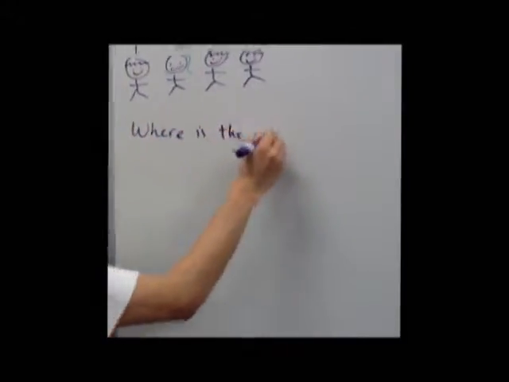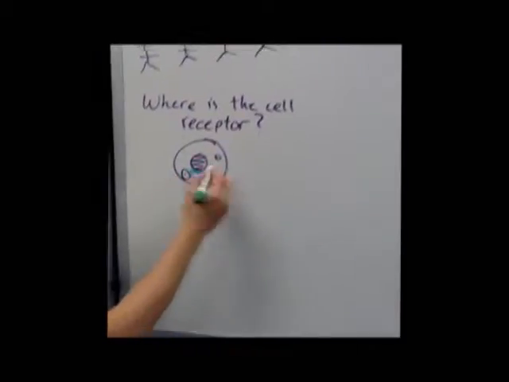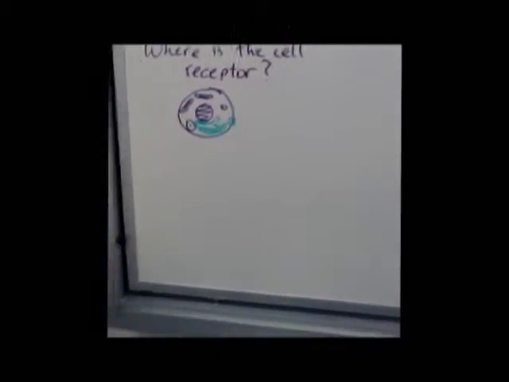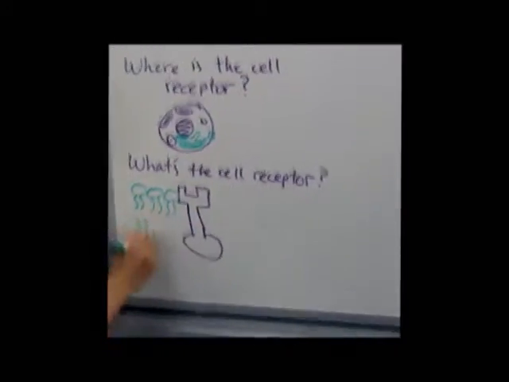Signal transduction pathways occur in cells. Cells have receptors on the outer membrane. So what does a receptor look like? A receptor is a protein embedded in the cell membrane. The receptor has a part outside the cell and a part inside the cell.